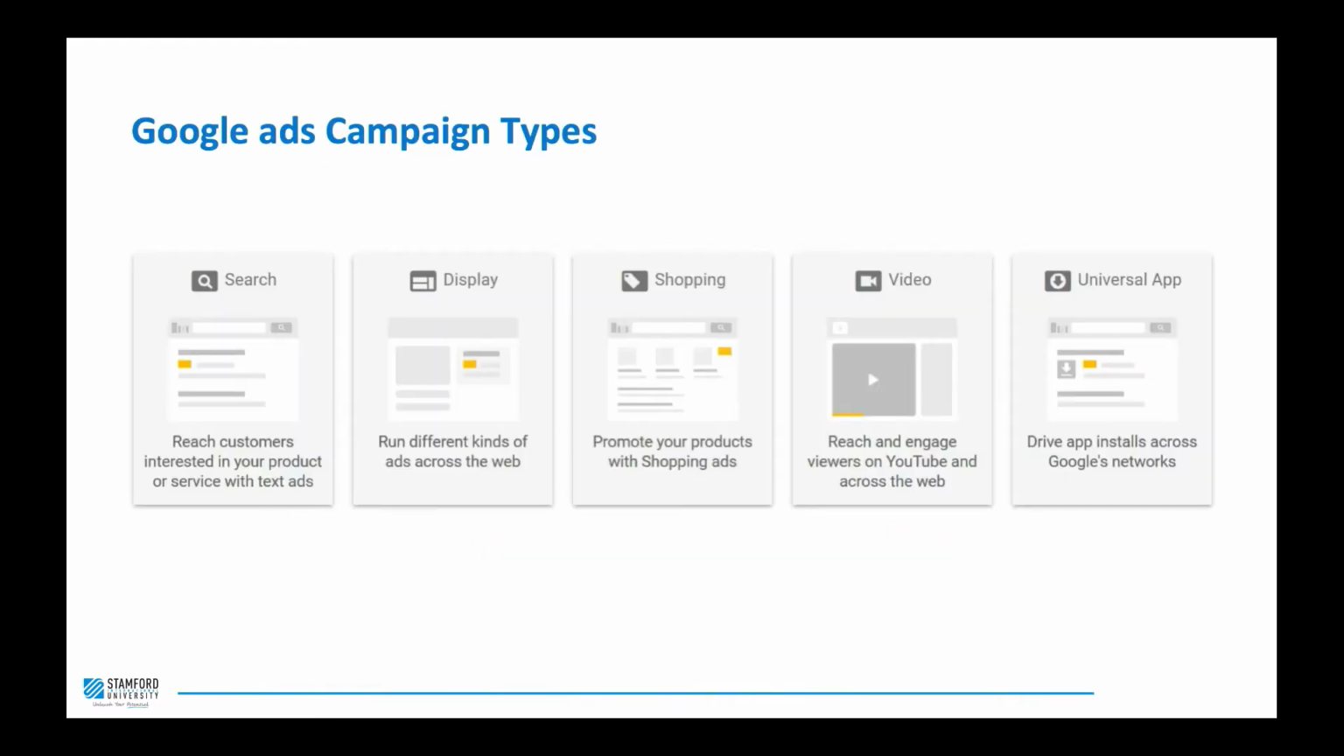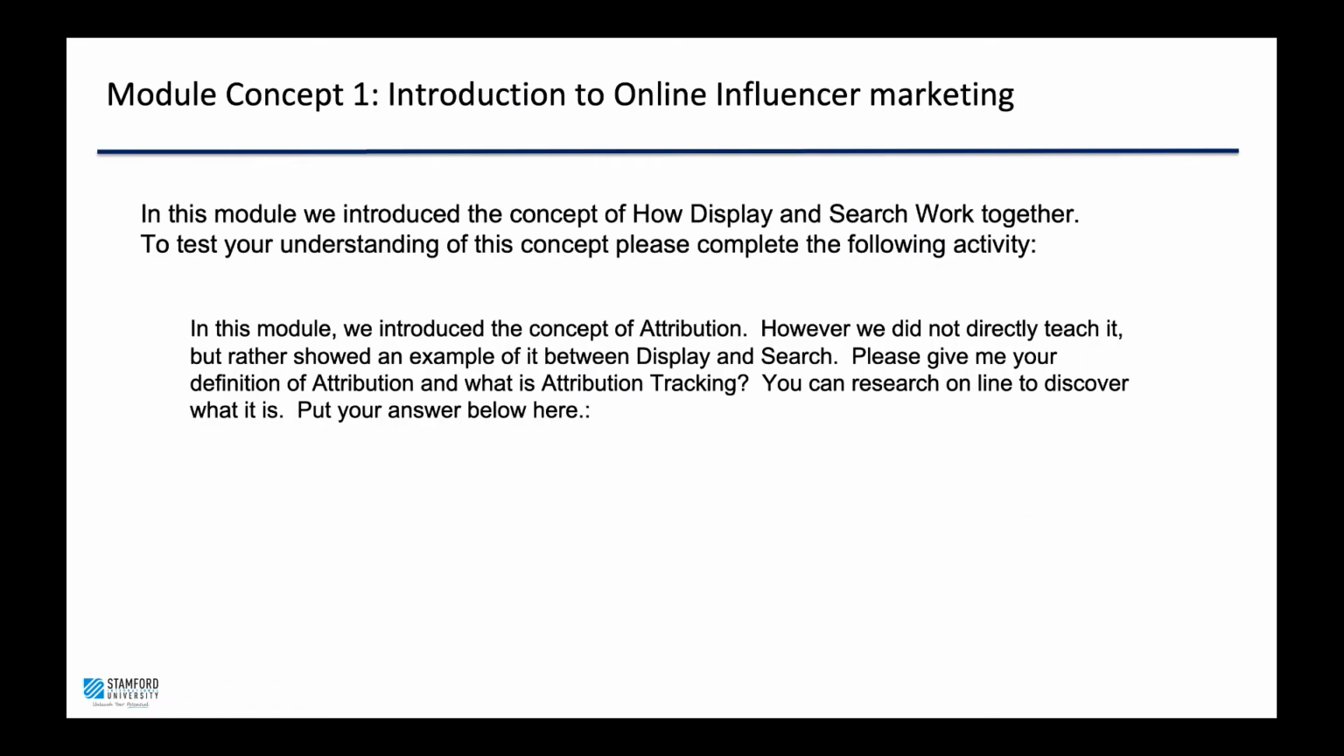And in this last slide, we just want to reiterate that through the Google Ads platform, you can buy everything. Not just search ads, but also display ads, YouTube, shopping ads, and Google's app install ads. One platform for everything. And this brings us to the end of this module concept.